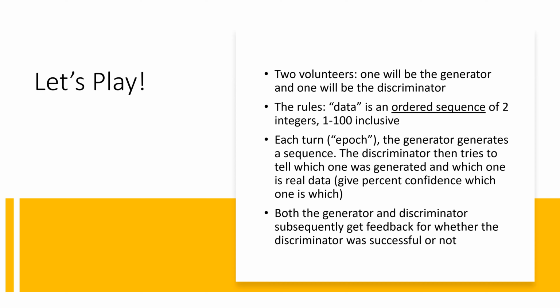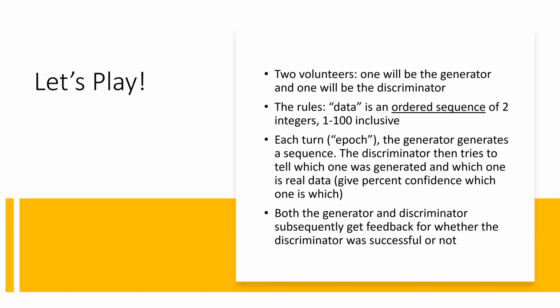So at the beginning, neither the generator nor the discriminator have any idea what the real data looks like. By the way, I've constructed the real data such that it follows a simple rule. So there is a difference that you can easily tell if you know the rule, but you don't know the rule. So at the end, you'll get feedback for whether the discriminator was successful or not.